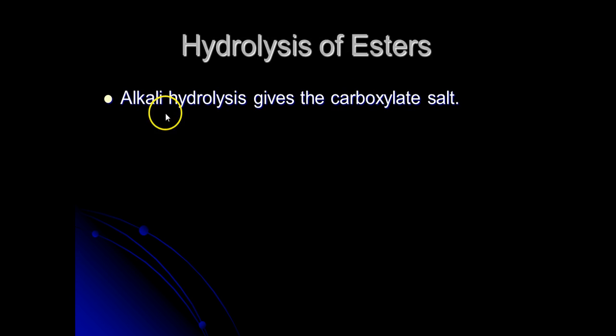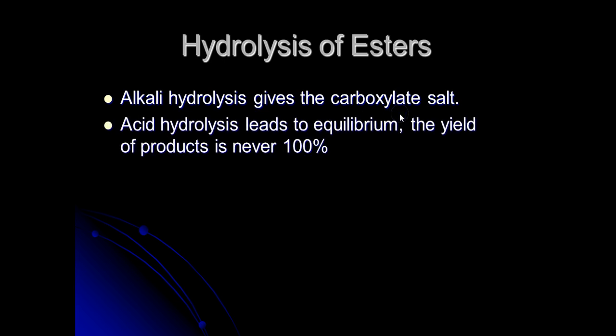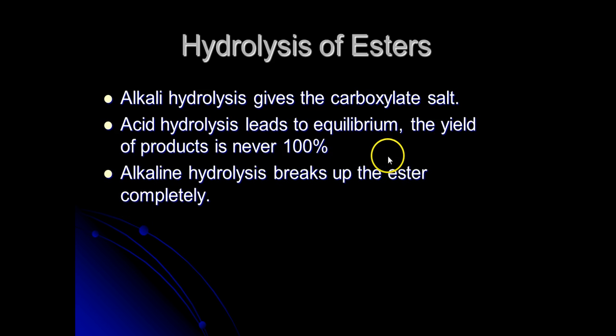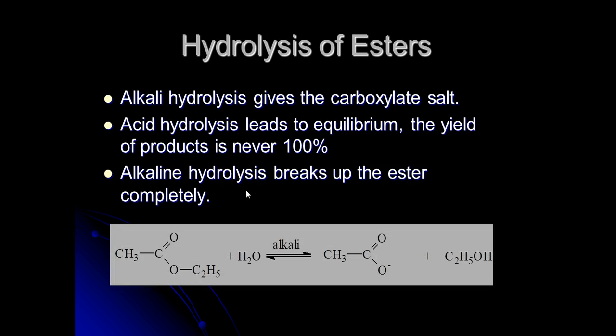If you do this in alkaline conditions, so if you did it with an alkali rather than acid, you get what we talked about before, you would get the O- on the end of your carboxylic acid rather than the actual carboxylic acid itself. So you'd get the COO-. Acid hydrolysis is reversible and alkaline hydrolysis is not. So if you did it in alkali, you would get this rather than the carboxylic acid with the H here.